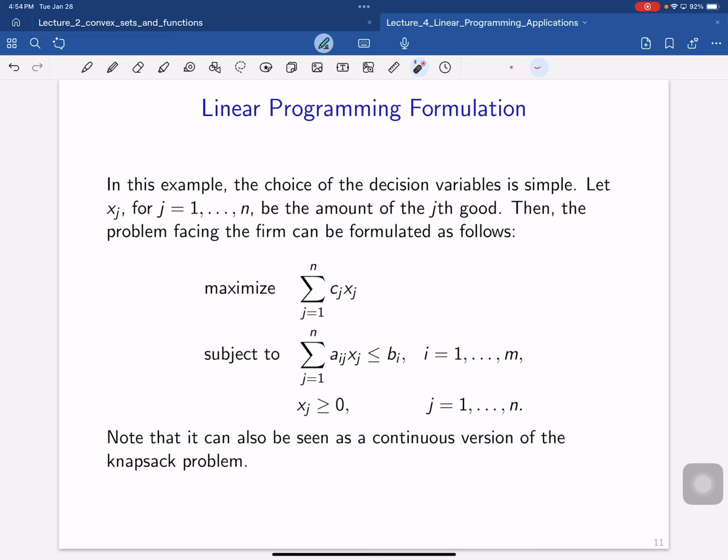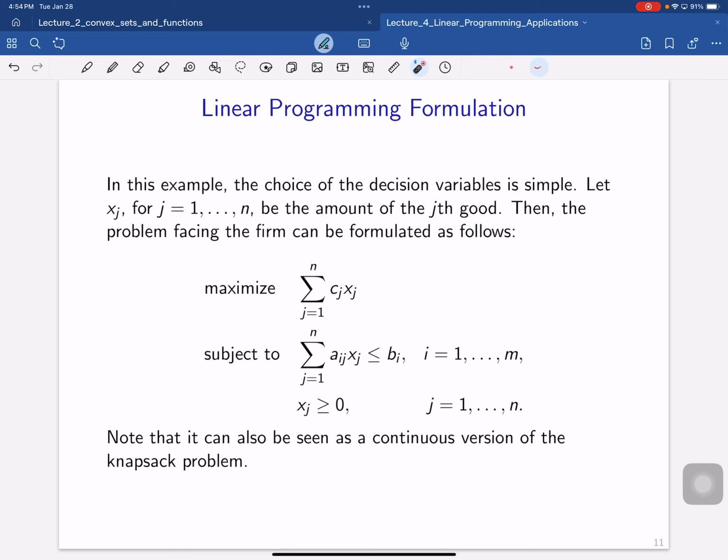And on the other hand, you have some sort of resource constraints. Okay? For each type of resource, Bi, the total consumption of resources by making these products has to be constrained by the availability of each resource you have. Right? And of course, Xj has to be greater than or equal to 0 because you cannot produce a negative amount of product.